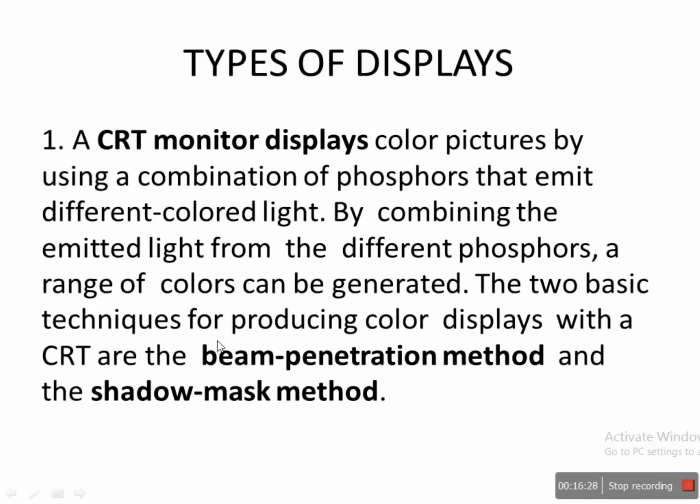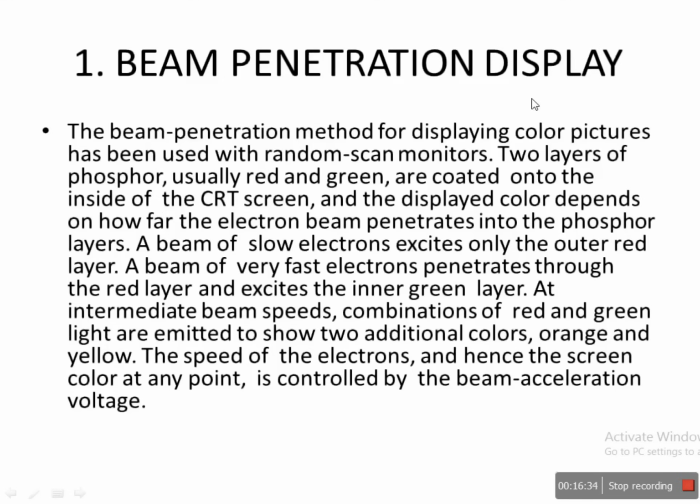First we'll take a look at two types of CRT monitor displays. The first type is the beam penetration display. So what is beam penetration display? It is as simple as it sounds. Basically, the beam penetration method for displaying color pictures has been used with random scan monitors. Two layers of phosphor, usually red and green, are coated onto the inside of the CRT screen, and the displayed color depends on how far the electron beam penetrates into the phosphor layer.